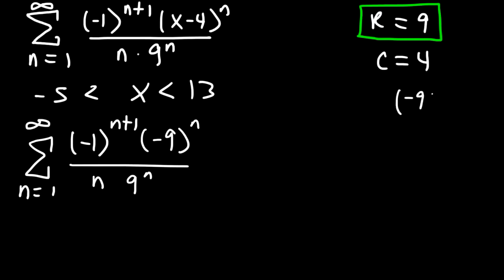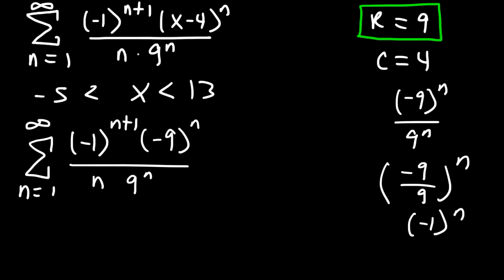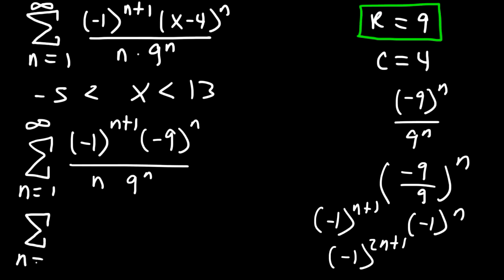Now, negative 9 to the n divided by 9 to the n, we can write that as negative 9 over 9 to the n, which becomes negative 1 to the n. And so if we multiply negative 1 to the n with negative 1 to the n plus 1, then that becomes negative 1 to the 2n plus 1. So this gives us the series negative 1 to the 2n plus 1 divided by n.